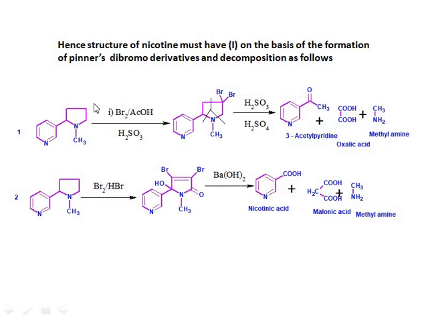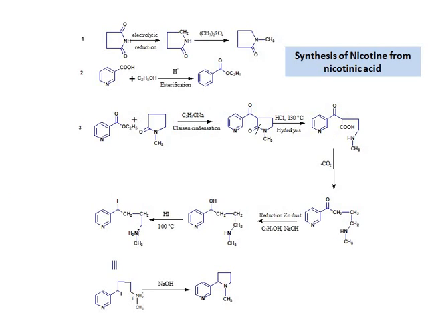From Pinner's work, Pinner showed that nicotine must have the structure like this. Now, the synthesis of nicotine can be done from nicotinic acid. Firstly, this succinic anhydride can be treated with electrolytic reduction to get this carbonyl group reduced to alkane like this. Then those molecules can be treated with dimethyl sulfate. So methylation can take place at the nitrogen, due to the lone pair of this nitrogen attacking this methyl. So this is the product.